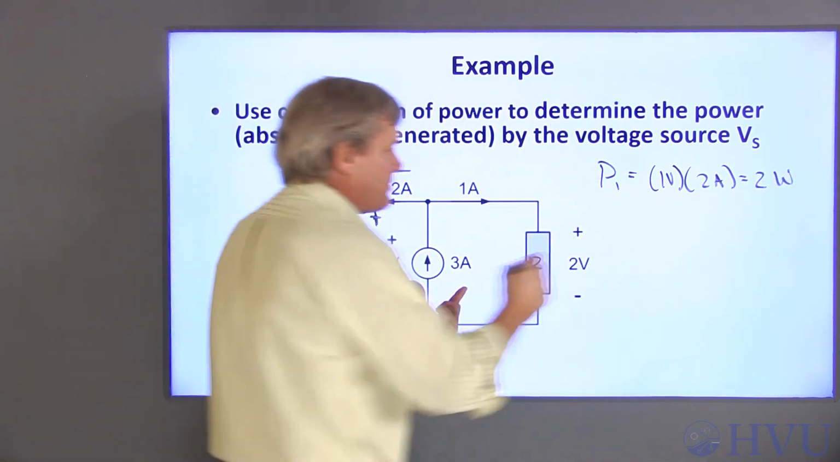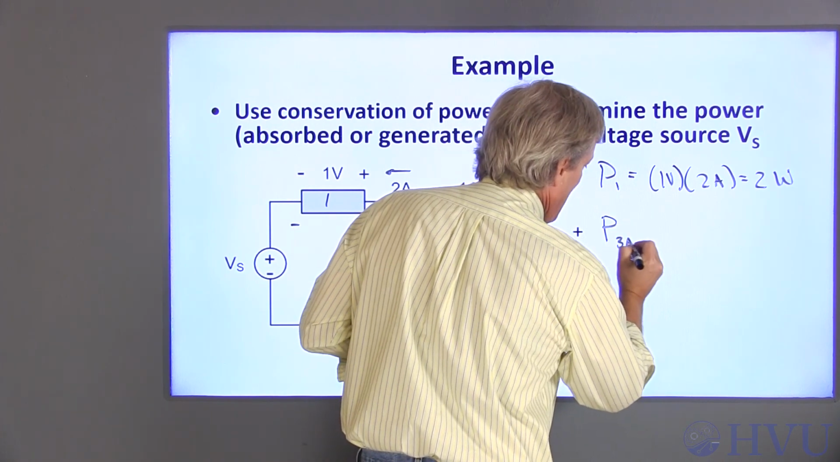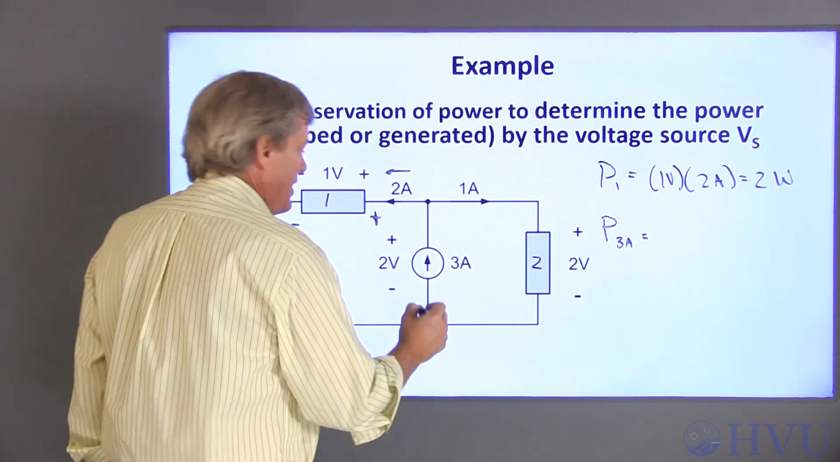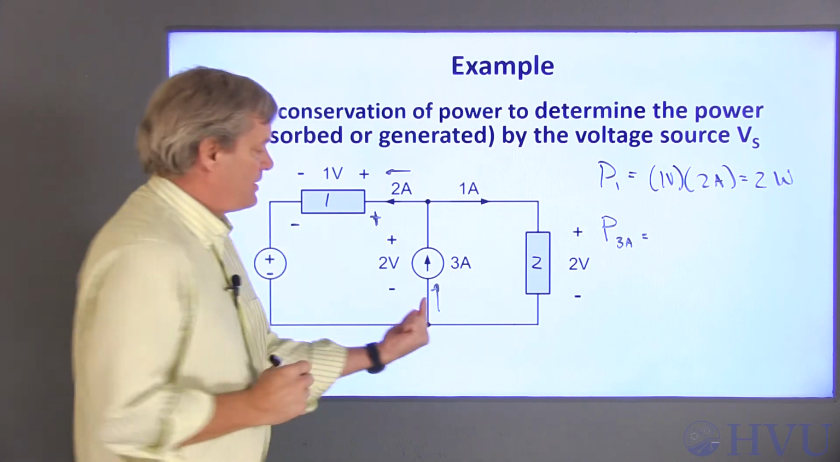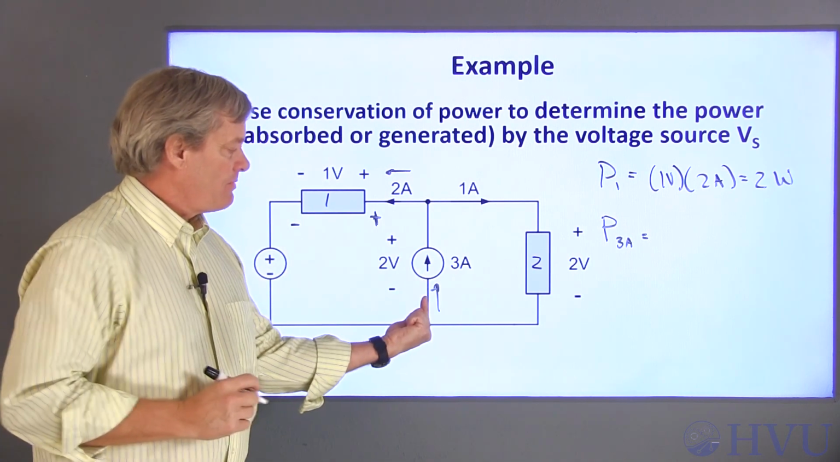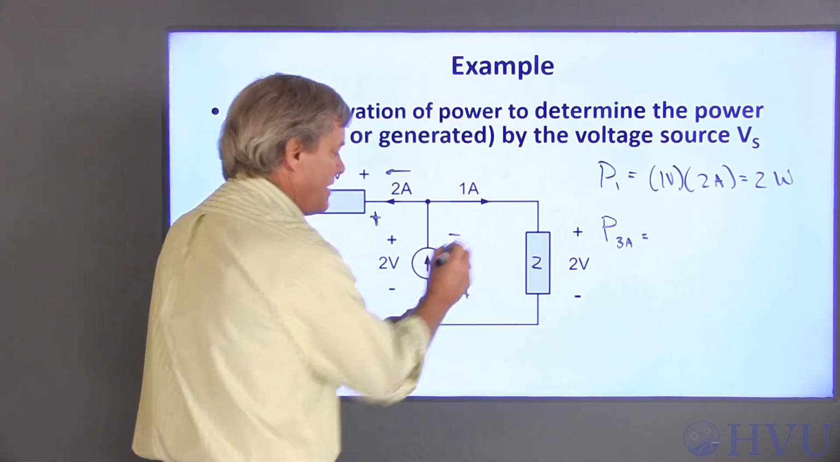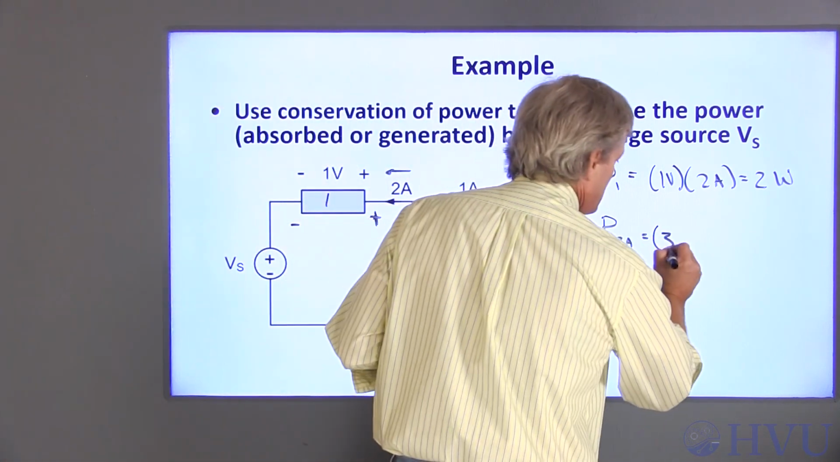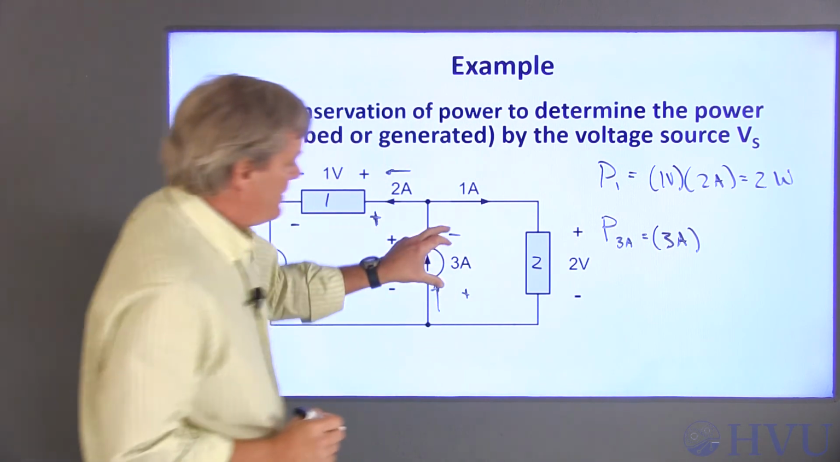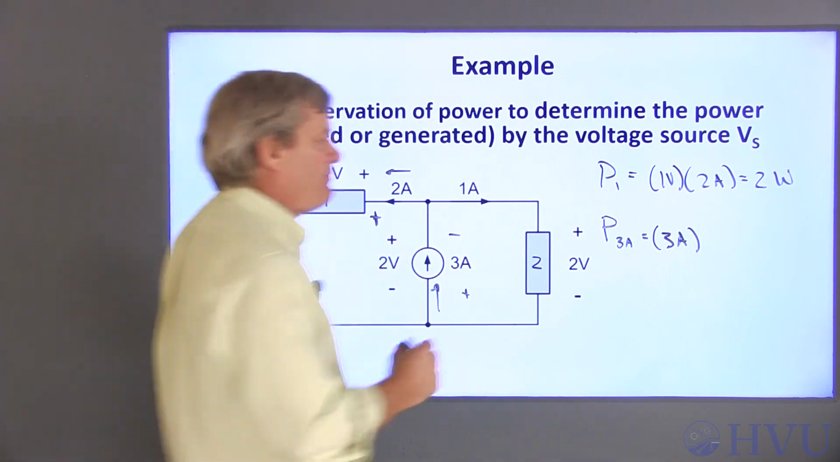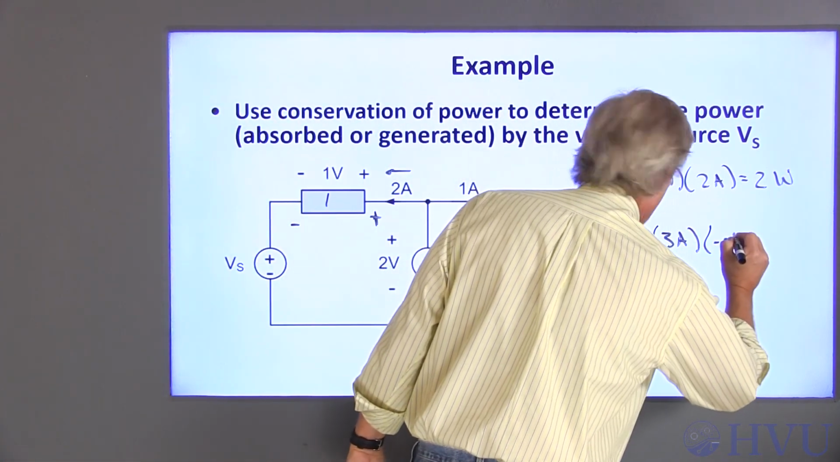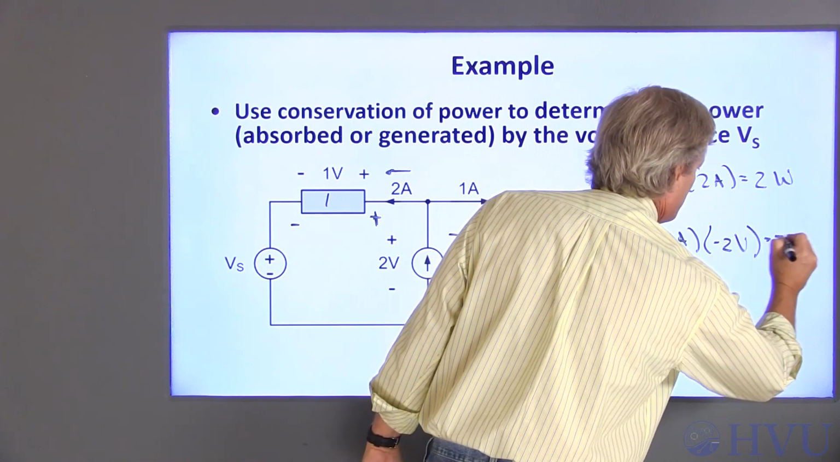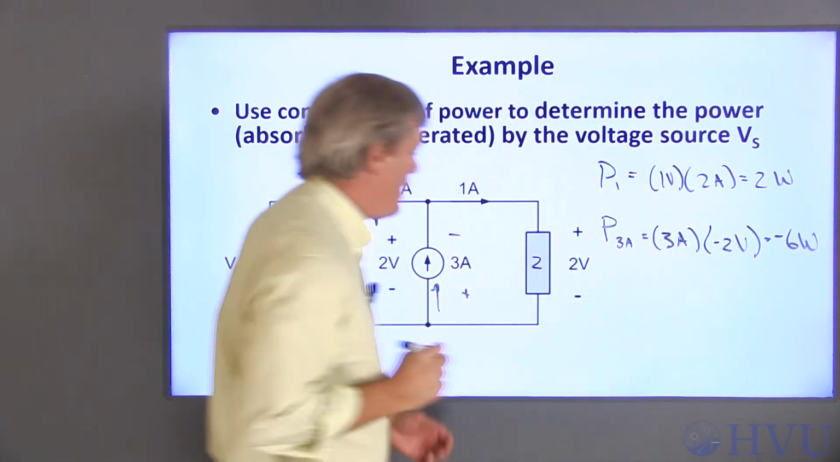For the 3 amp source, so P 3 amp, I'm going to use a sign convention that is in the same direction as the current. So this is my positive current. That means this is my positive voltage terminal. So 3 amps doesn't need to change its sign. This sign convention is the opposite of this, so I do need to change the sign on the 2 volt difference. So this becomes a minus 6 watts.